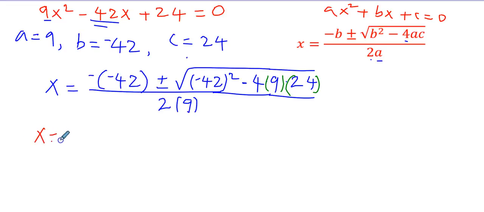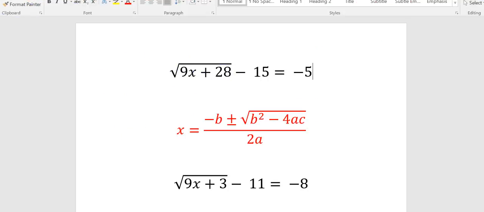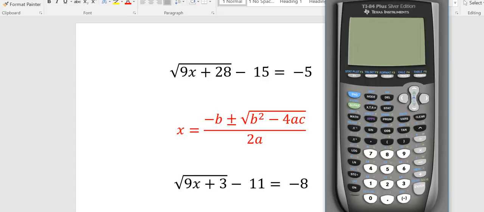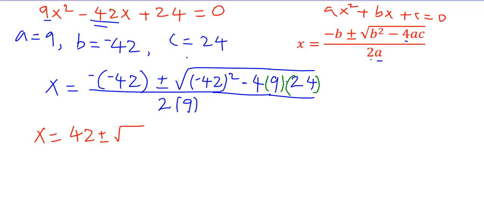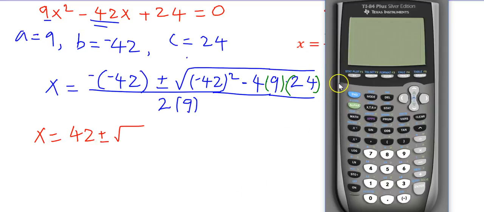x is equal to negative of negative 42, which gives positive 42 plus or minus the square root. Let us enter these numbers in the calculator. Let me go to the calculator. Yeah, turn it on.